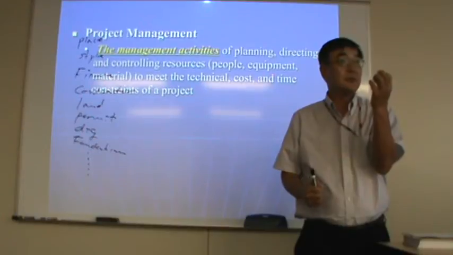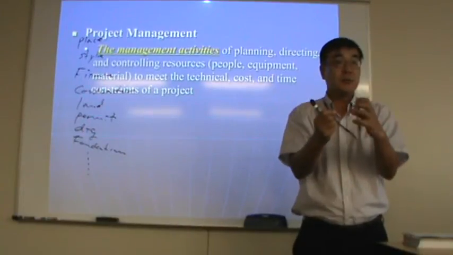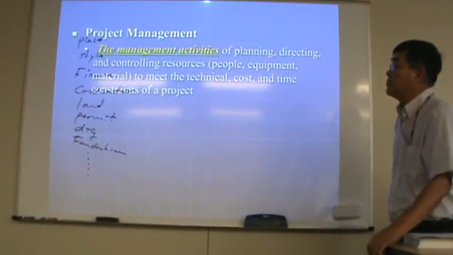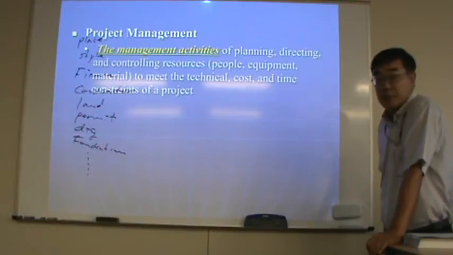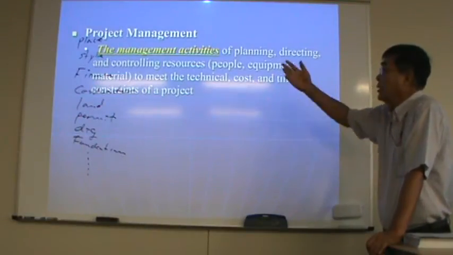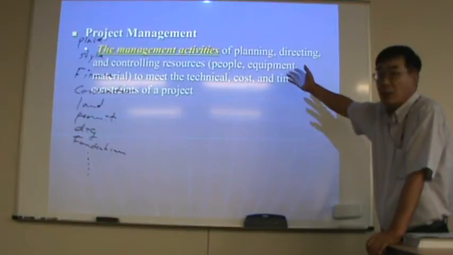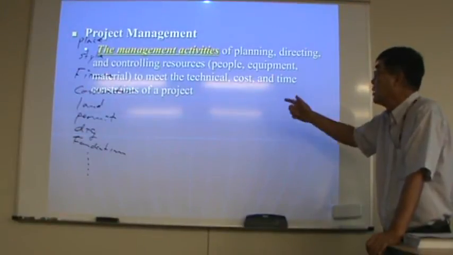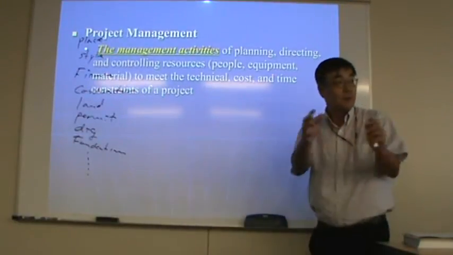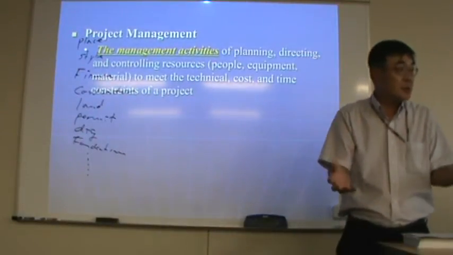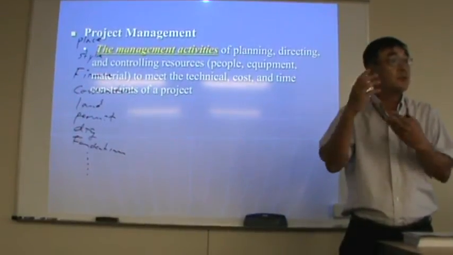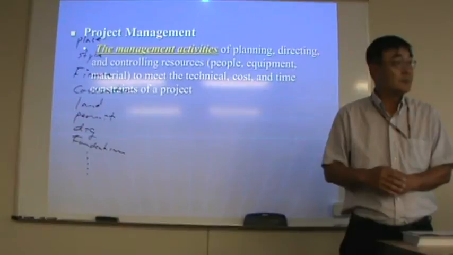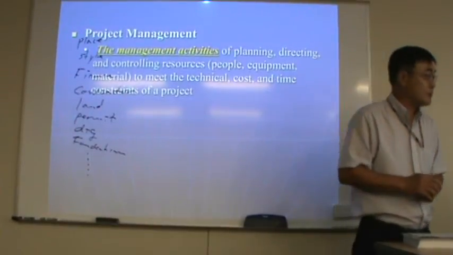Doing project-related works, jobs, how? Better, cheaper, faster, right? It says project management is the management activities of planning, directing, and controlling resources such as people, equipment, materials to meet the technical, cost and time constraints. In certain constraints, make it better, cheaper, faster, doing the project. That is project management. Is that clear? Good?